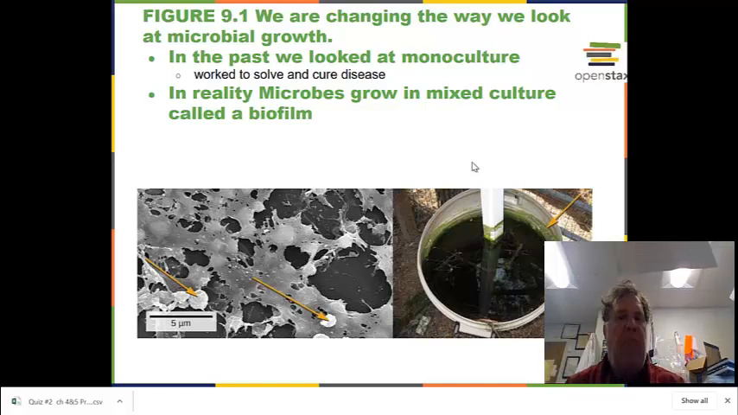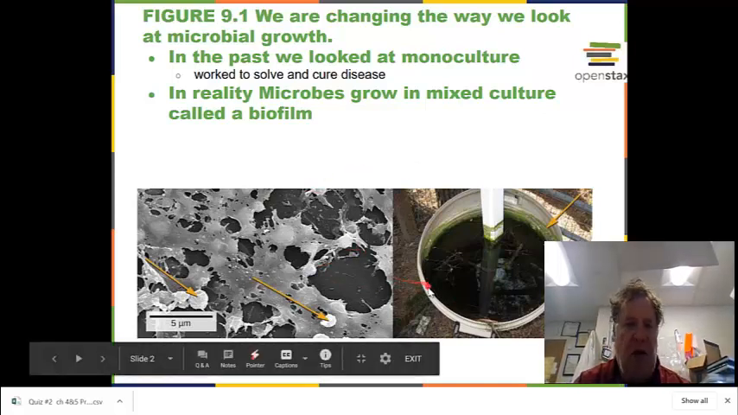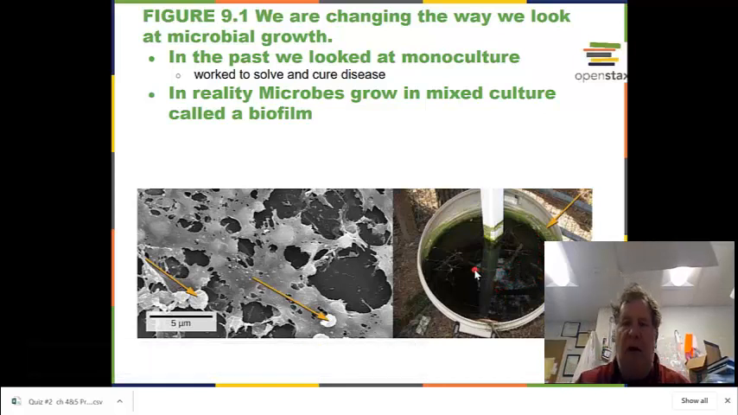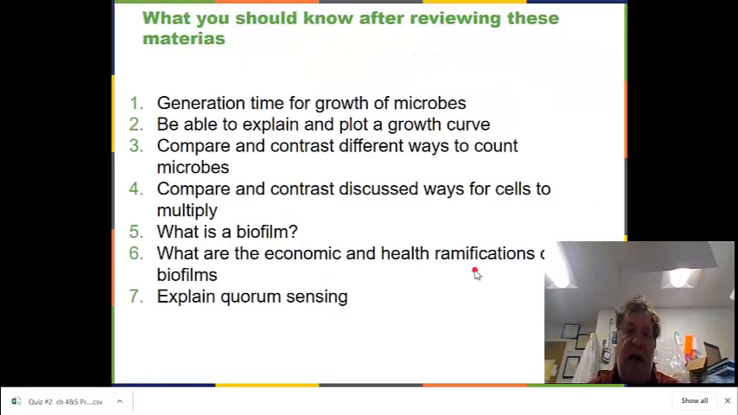But in reality, microbes don't necessarily grow in a monoculture. They grow in a mixed culture of what we call a biofilm. This slide shows a little of what's going on in a biofilm. You have a bunch of cells and a whole bunch of extracellular matrix. This is the scum on the side of this rain barrel, and that's normally what we would see for growth. So in Chapter 9, we're going to be looking at growth. A lot of it is monocultural, but in the future we may be looking at this mixture.